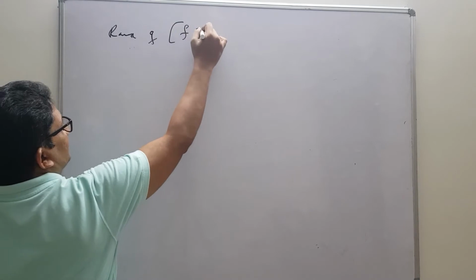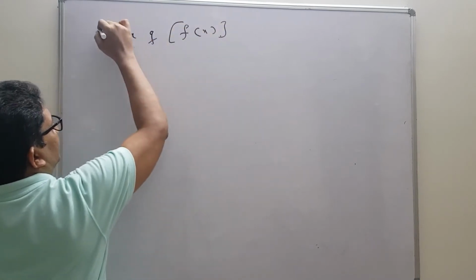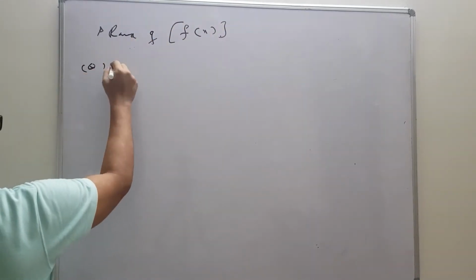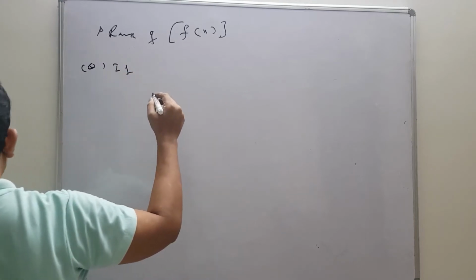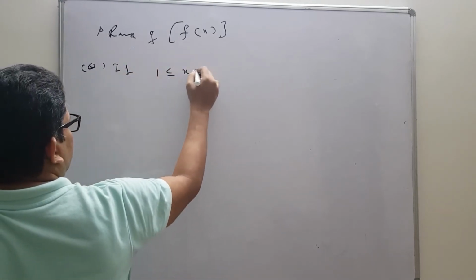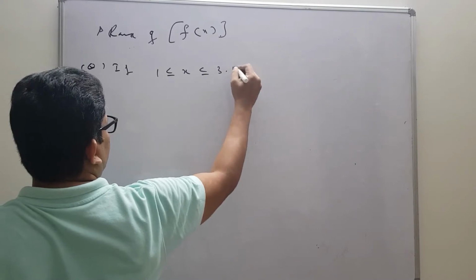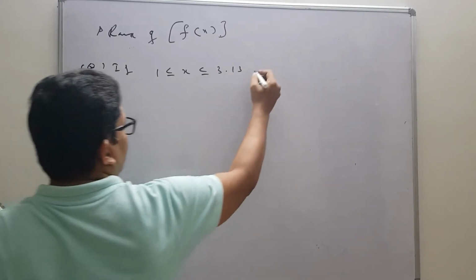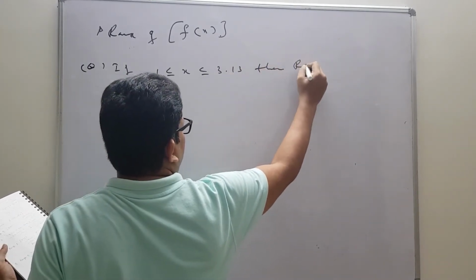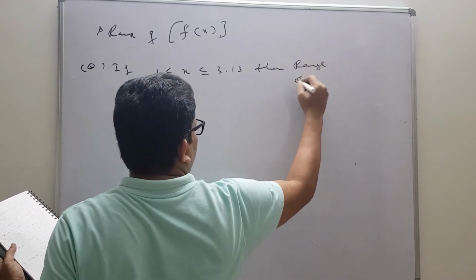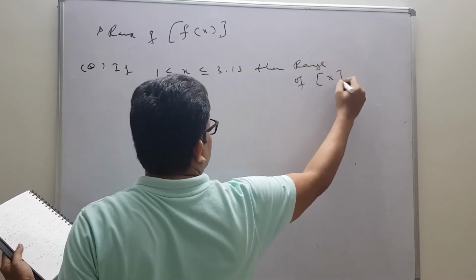Step of f of x we will take first. At the end, if 1 is less than or equals to x is less than or equals to 3.13, then range of step of x is.